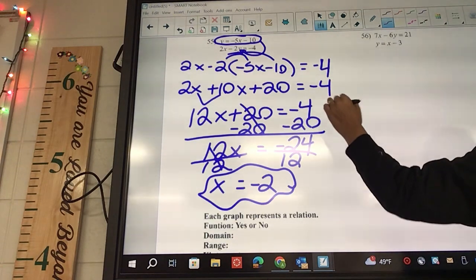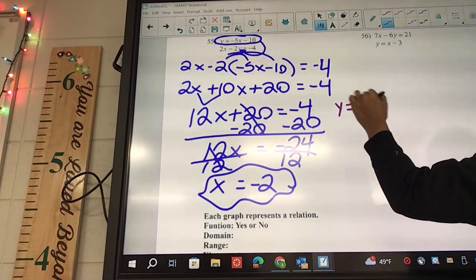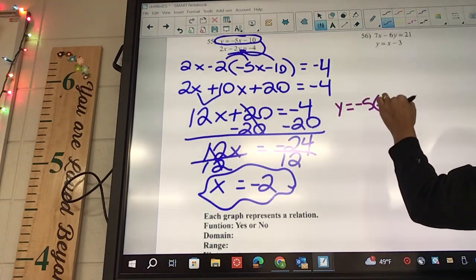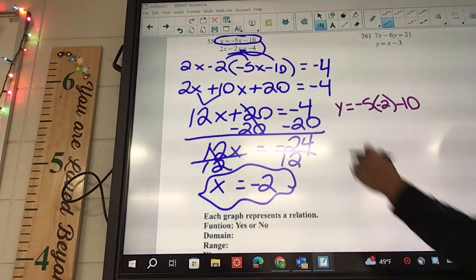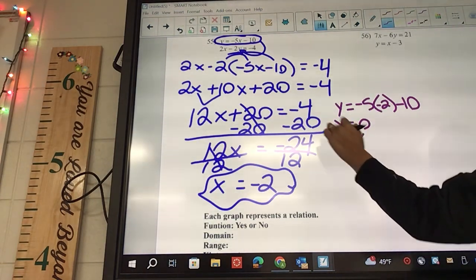Okay, and then we're gonna plug this back into the y, so I got y equals negative 5, and instead of x, I got 2 minus 10. Okay, and I don't know what that's gonna be. It's 0. It's 0? At first I thought 20.